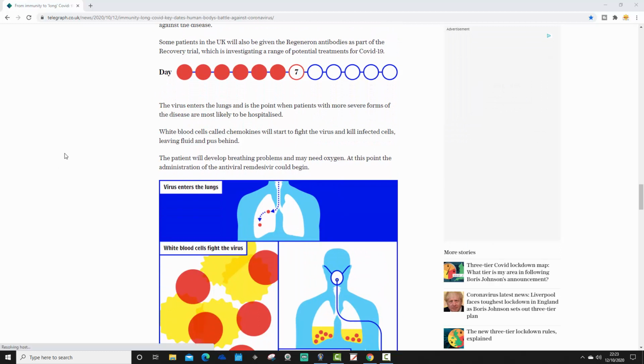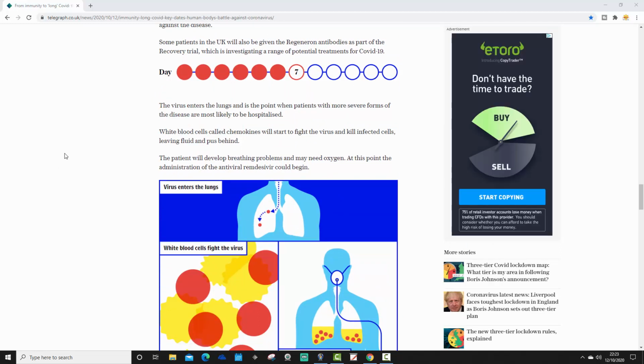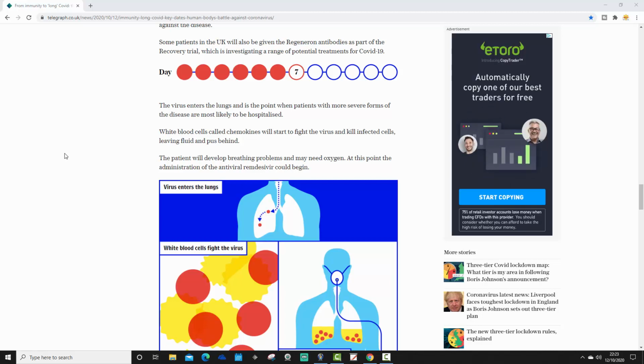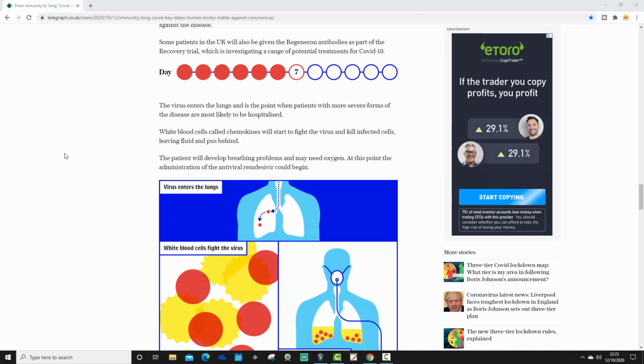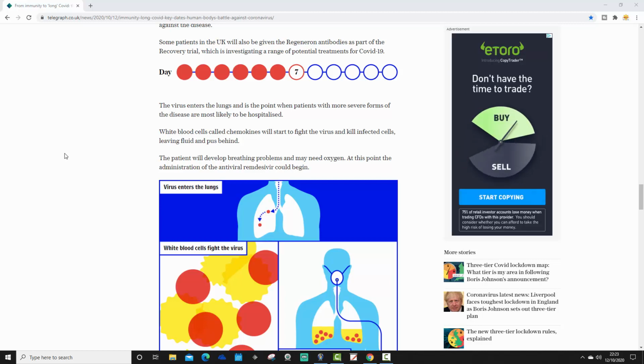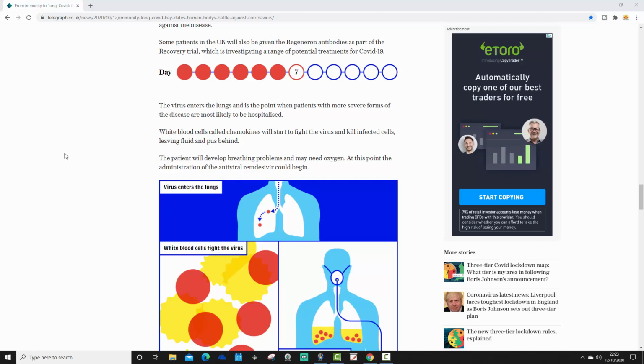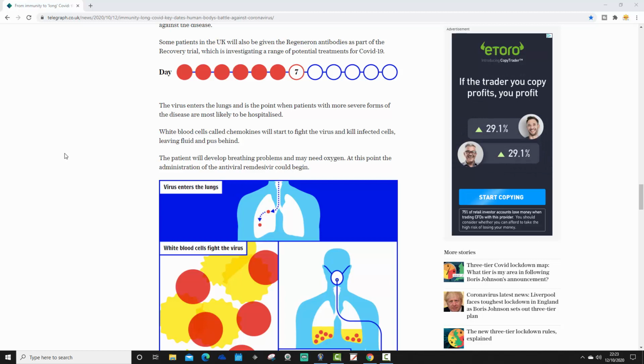Right, so going from day 5 to day 7 now. Day 5, day 6, when symptoms really start kicking off. Day 7, the virus enters the lungs, and it is the point when patients with more severe forms of the disease are most likely to be hospitalised. So it takes around a week from infection to when you're going to get seriously unwell and not be able to breathe, it looks like, typically, on average. I suppose for some people it will happen earlier and for some people it will happen later.